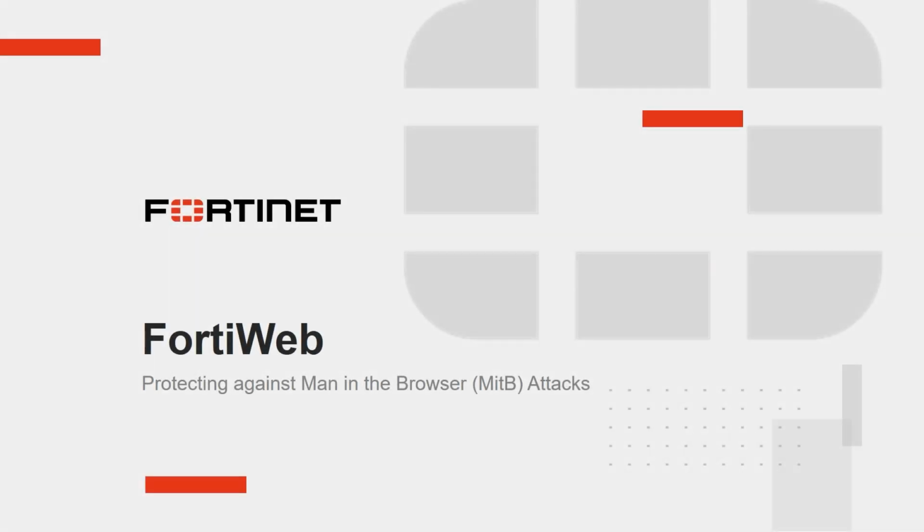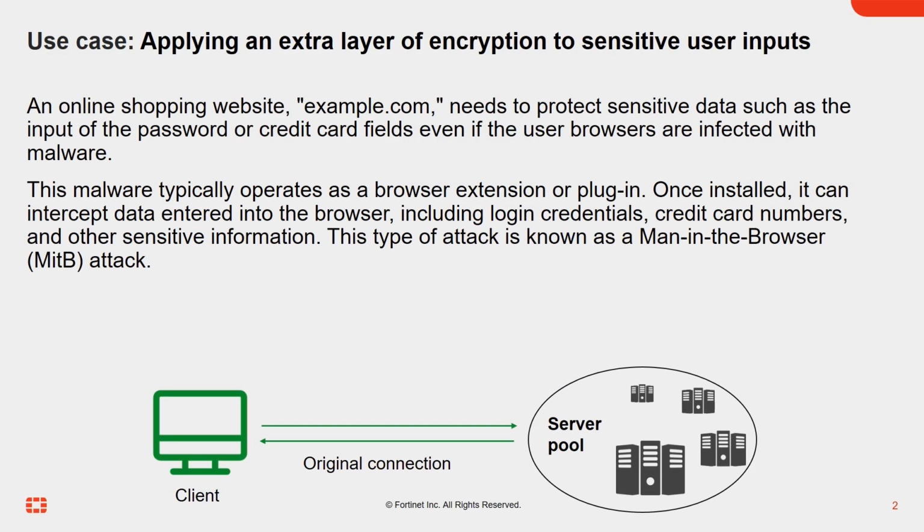Hello, and welcome to this video tutorial on how FortiWeb can protect against man-in-the-browser attacks. While HTTPS encrypts client-server traffic using SSL ciphers to secure data in transit, it cannot address threats that occur before encryption. In this scenario, an online shopping website must safeguard sensitive customer information, such as passwords and credit card details.